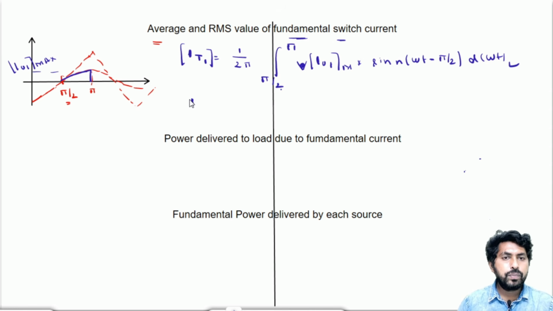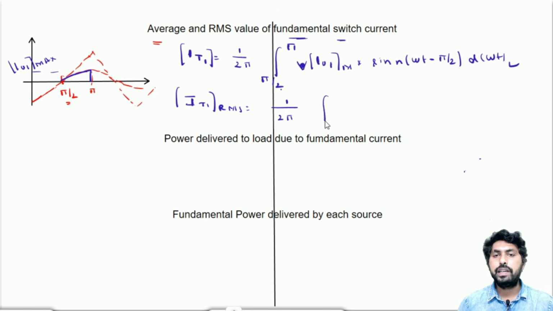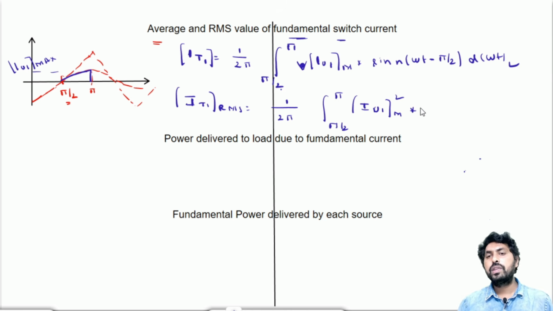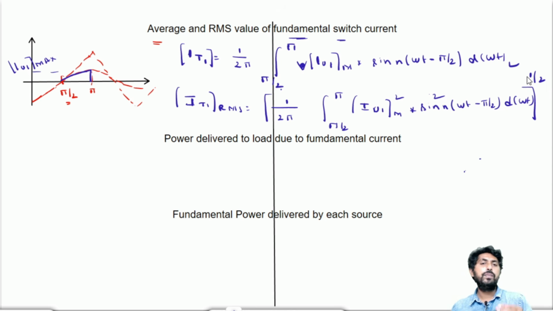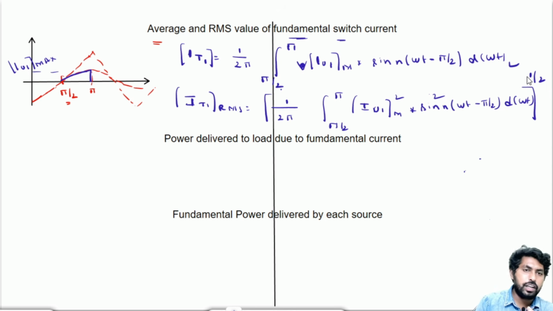Similarly, IT1 RMS would be 1 by 2 pi into the integral from pi by 2 to pi of I naught 1 max whole square into sine n omega t minus pi by 2 whole square into d omega t, whole power 1 by 2. While solving the problem, we will see how to find the fundamental switch current also.